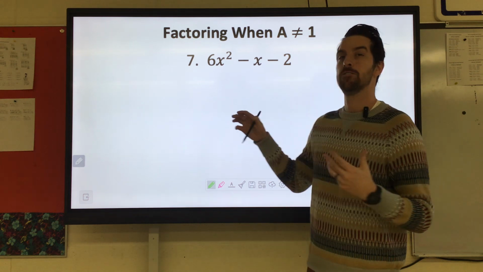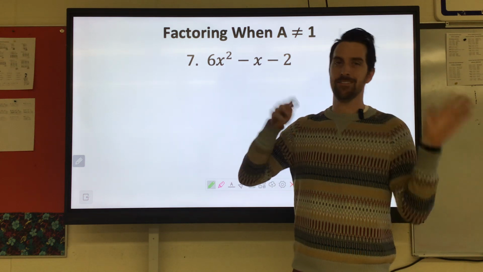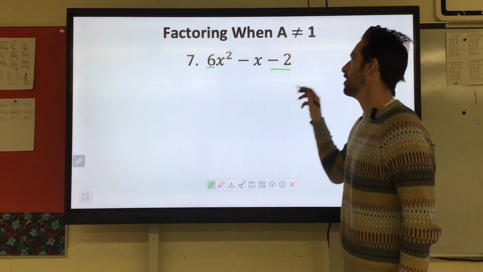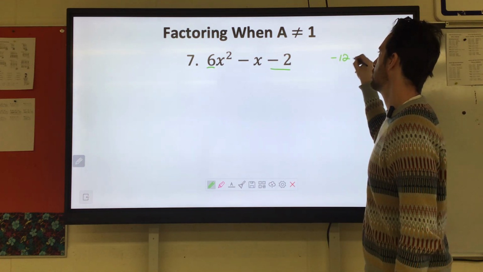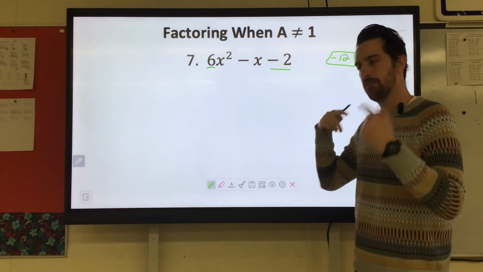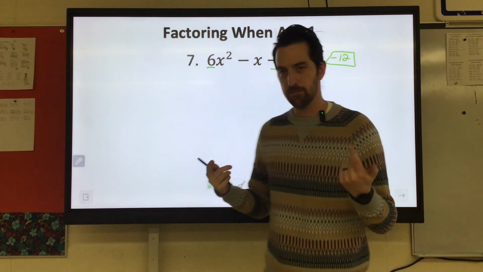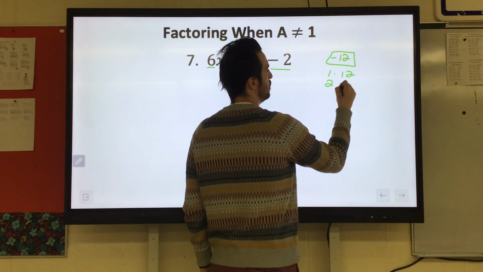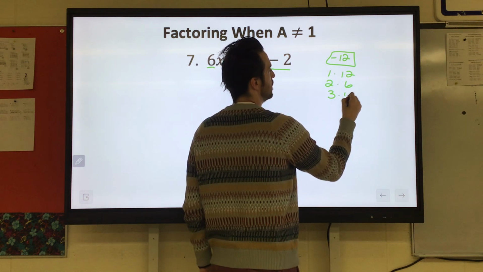So then what you're going to want to do is multiply a and c, the number in front of the x squared with the number at the end. 6 times negative 2 is negative 12. So again, we're kind of thinking in our head factors of 12. So that could be 1 times 12, it could be 2 times 6, or it can be 3 times 4.